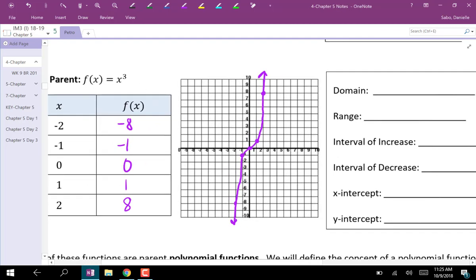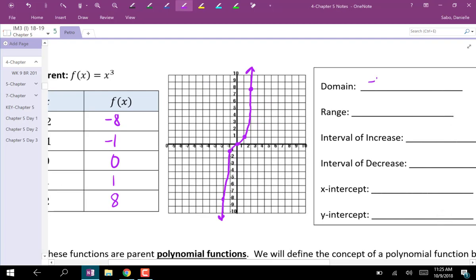Okay. Your domain. Same thing. It goes forever to the left and it goes forever to the right. Now the range, you're going to like this one. It's not really hard because look, it goes forever down and it goes forever up. So it also is all real numbers, negative infinity to positive. So the good part, and people like cubics because the domain and range will always be all real. Boom, you don't even have to think.